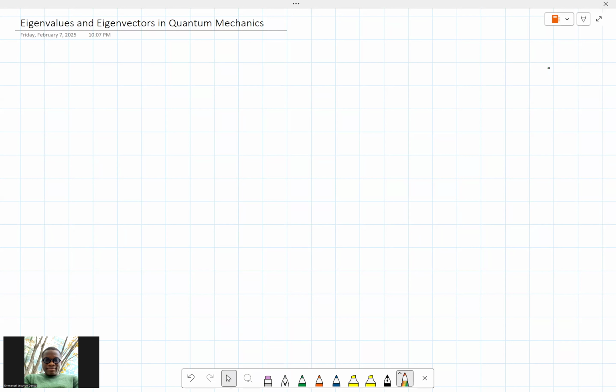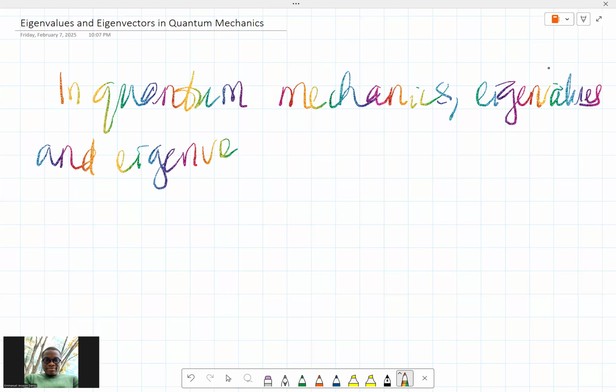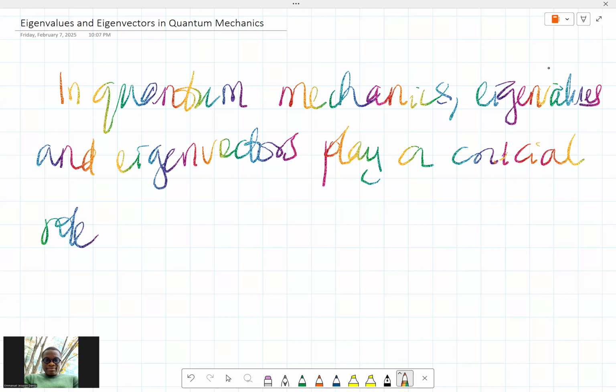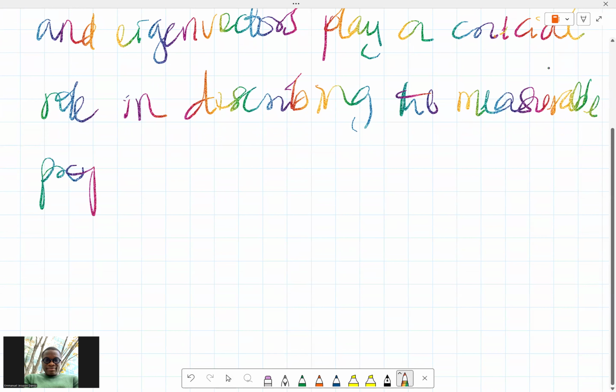Okay, so in quantum mechanics, eigenvalues and eigenvectors play a crucial role in describing the measurable properties of a quantum system.